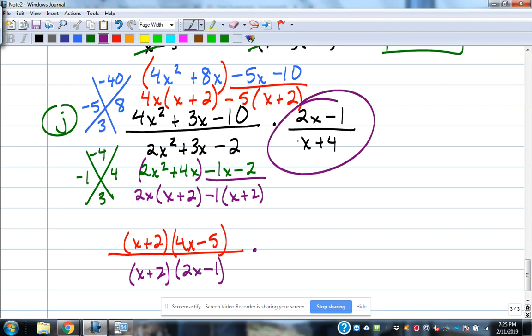This fraction over here, is there any factoring that can be done to it? No, there's not an x squared in it. There's not an x cubed or anything going on with it. So there's nothing I can really do to that. So I'm just going to copy it down here: 2x minus 1 and x plus 4. And then I'm going to cancel the things vertically and diagonally.